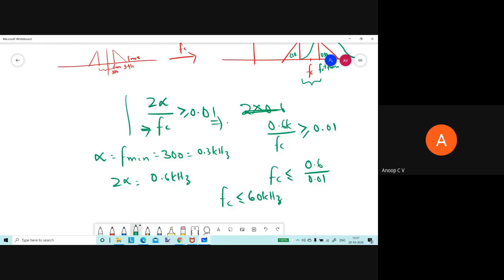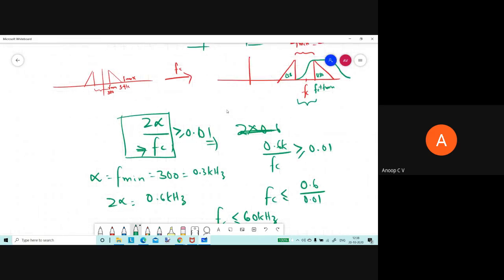Why? Because I need to comply with this design constraint, right? This is explicitly not mentioned in your syllabus, but I think this is a very important point which has some practical considerations or applications. Depending upon this gap between the upper sideband and lower sideband, it decides what is the maximum frequency content that can be used.